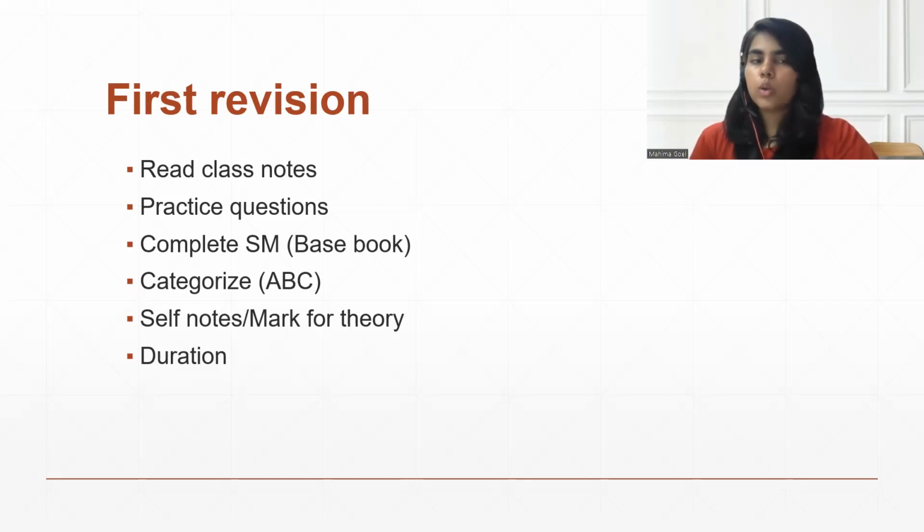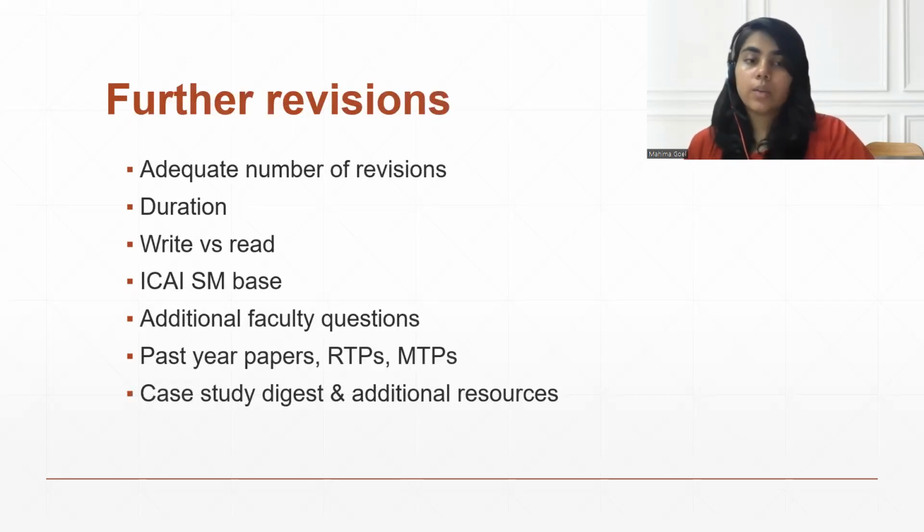Going forward, the duration keeps on decreasing as the number of revisions increases. Ideally, you try to reach a point where you're able to revise it in, let's say, 15 days. There is no fixed adequate number of revisions, and it differs from individual to individual. But SCMP, I think, would need 2-3 revisions, and you'll be good to go. It is not that complex a subject.